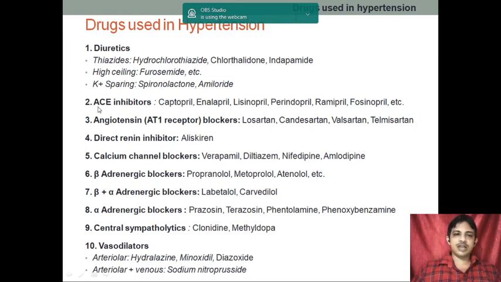Next is the ACE inhibitor, that is the captopril type of drug, AT1 receptor blocker, losartan, direct renin inhibitor, aliskiren, calcium channel blocker, verapamil and diltiazem, beta adrenergic blocker, propranolol, alpha and beta adrenergic blocker, labetalol, alpha adrenergic blocker, that is prazosin, central sympatholytic, clonidine, vasodilator, like hydralazine, arterial and venous acting, that is sodium nitroprusside.